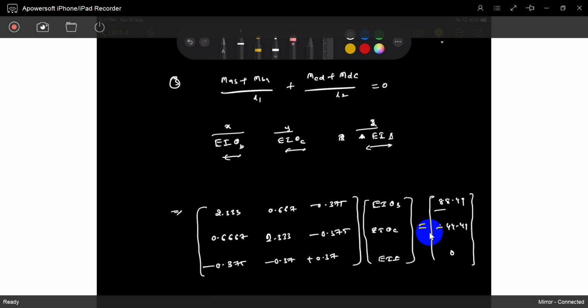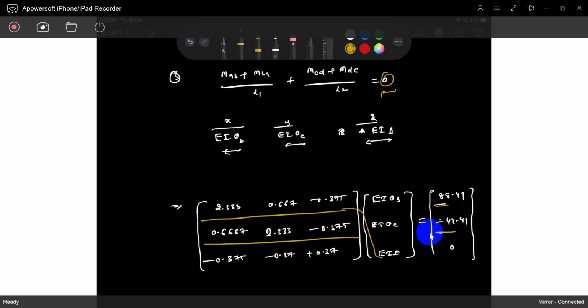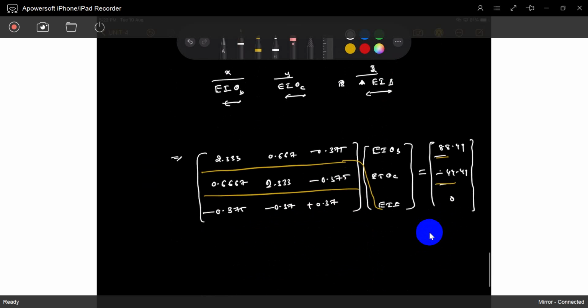Sir, this is negative, this is positive? No, if you just solve it, you will get it. First equation you will get like this, second equation like this, and third equation, the moment sum, is equal to 0. You can write in matrix form, but you don't need to. Just write down the 3 equations, solve one in terms of the others, or use the matrix function in your calculator.